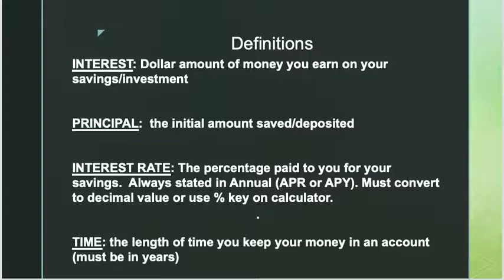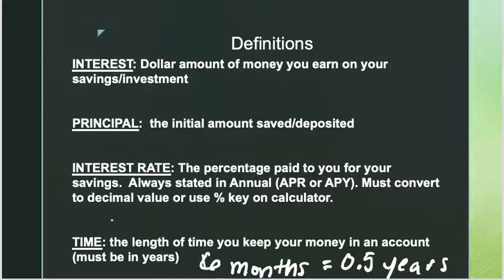So you must convert this to a decimal value or use the percentage key on your calculator when you're plugging this formula in. And then last is time, the length of time that you keep your money in one of these accounts. So the time when we put it in has to be in years. So if they give us the time is 6 months, for example, we're going to have to convert that to years. So 6 months would be half of a year or 0.5 years, and that's what we're going to have to be putting into our equation.